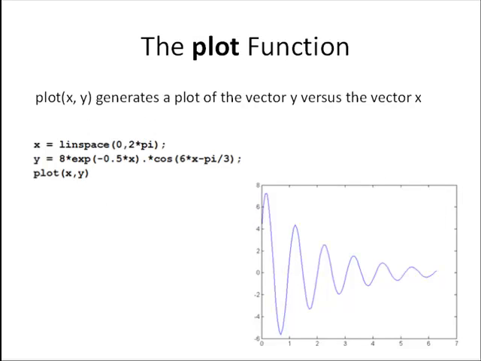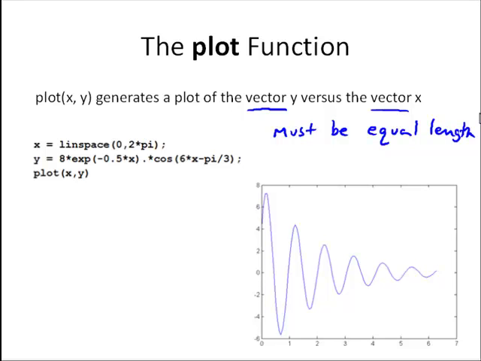The main workhorse for plotting in two dimensions in MATLAB is the plot function. This function generates a plot of the vector y versus the vector x, so obviously they must be equal length vectors. The basic strategy for doing that would be to say, if we want to plot a function, here's a function representing a damped oscillation.